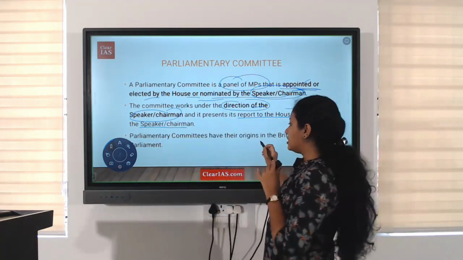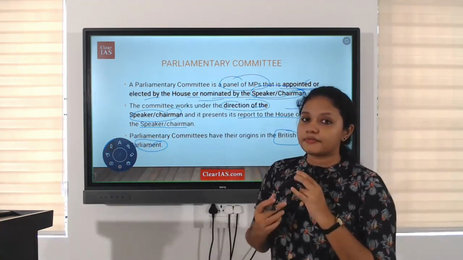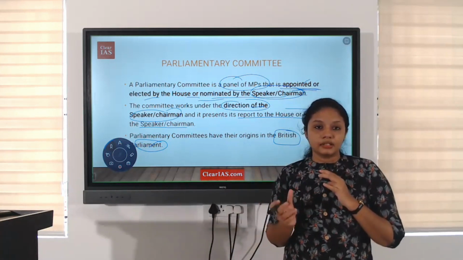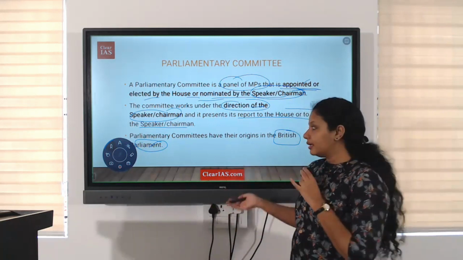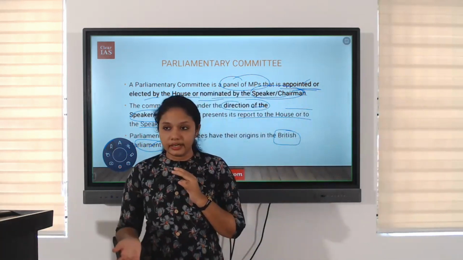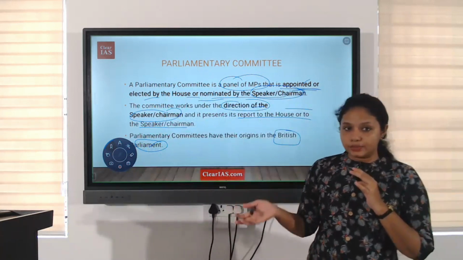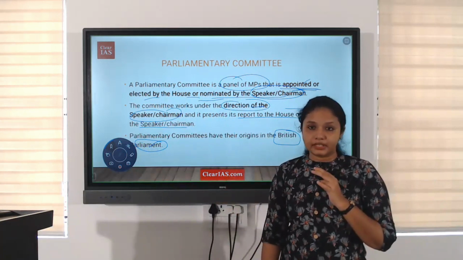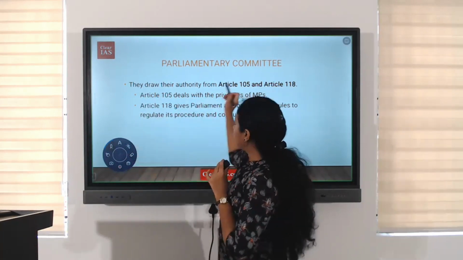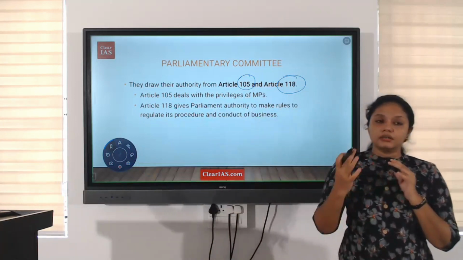Parliamentary committees have their origin in the British Parliament. In the GS2 syllabus, in Polity, we have a topic of comparison of the parliaments of different countries, right? Our constitution is mostly related to that of Britain, so one of the similarities is the parliamentary committees. In the British Parliament as well, we can trace parliamentary committees. Clear?